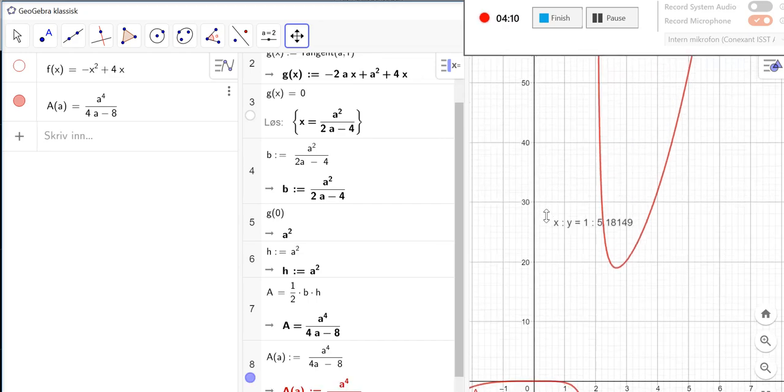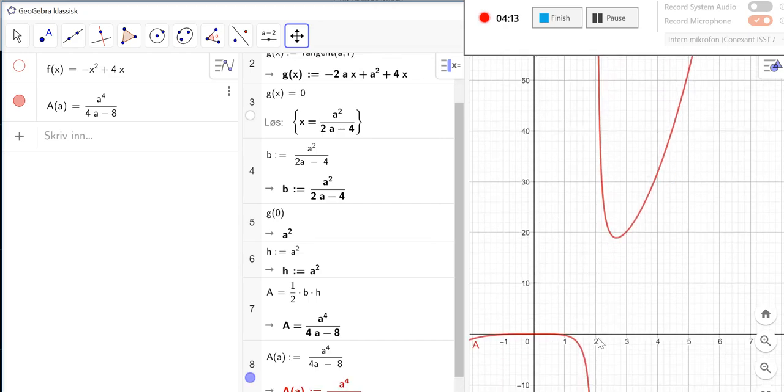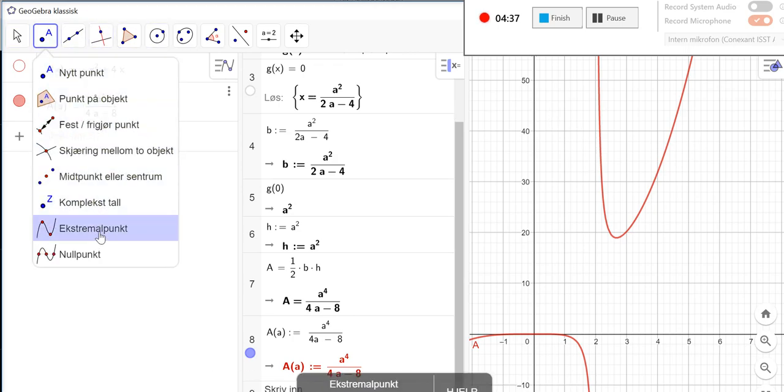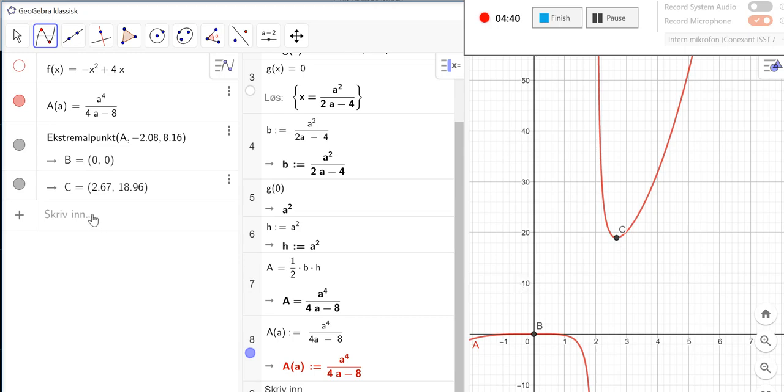So this graph is the area function. The x-axis is a, so that's the x-coordinate of the tangent line point. And the y-coordinate here is the area. You see, we want to minimize the area of the triangle. So I have to find the minimum point of this graph. And I can just do this graphically if I want, since I have a graph here. So we see that a has to be 2.67. If a is 2.67, then we have the least area of this triangle, and the area is 18.96.